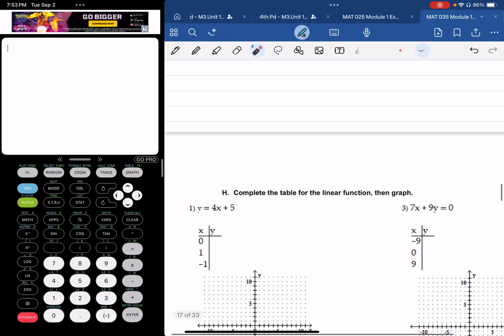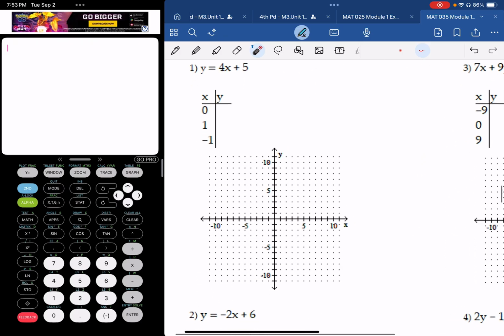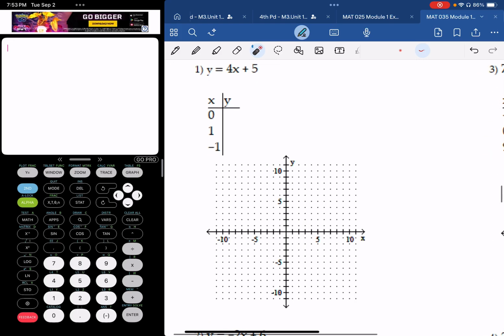So let's look at some examples. Example 1, we want to complete the table and then graph. In our table, if we want to just use the function to fill it in, we would simply plug in our values. These are going to be our x's, 0, 1, and -1. And we're just going to plug those in for x.